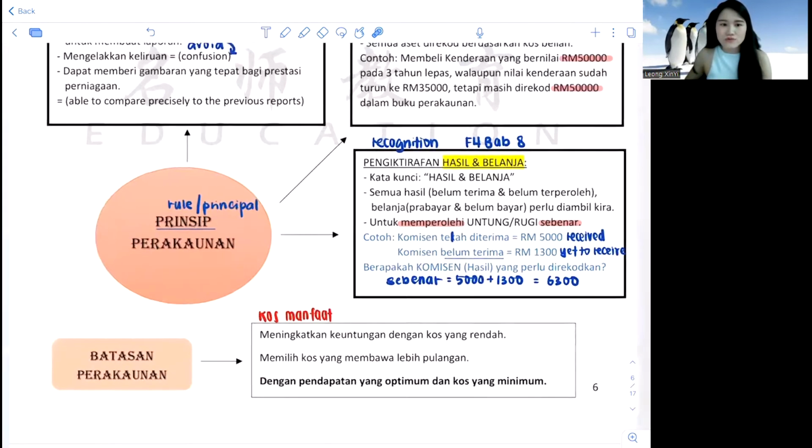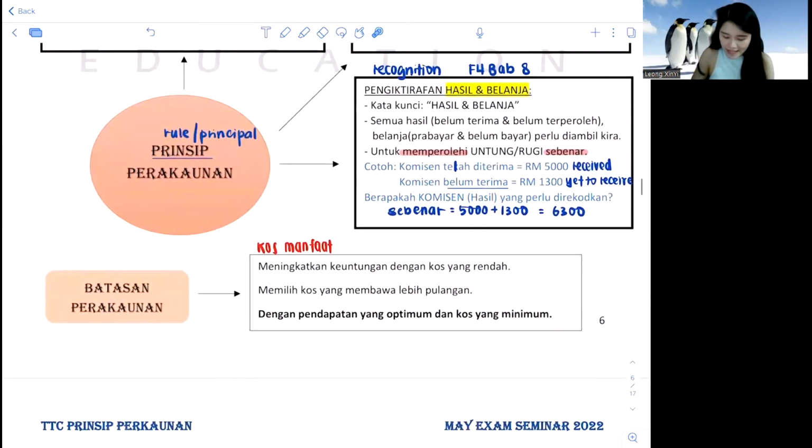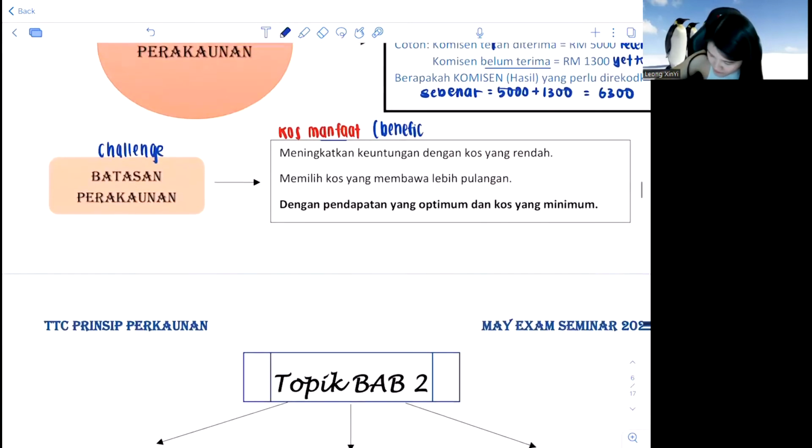Okay, all right. And now to the last one already. Last one is batasan perakaunan. Batasan stands for challenge that we might face. So what is the challenge that we might face? Cost manfaat. Manfaat means beneficial. So in English we call it beneficial cost. We are trying to face this challenge, which is to make sure our cost is beneficial to our shop.